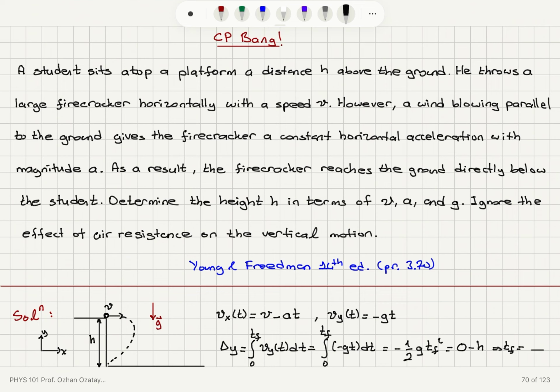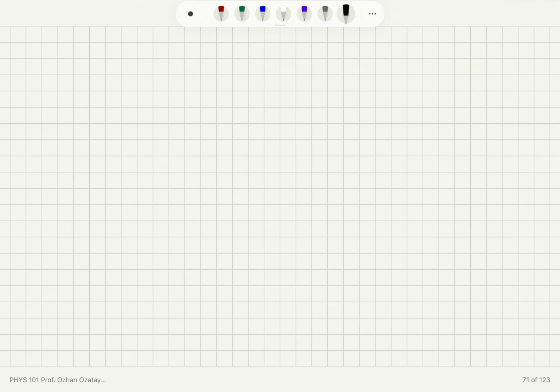Now, at the same time, the displacement on the x-axis, delta x, is the integral from 0 to time of flight of vx of t dt, and that is going to be the integral from 0 to tf of v minus at dt.